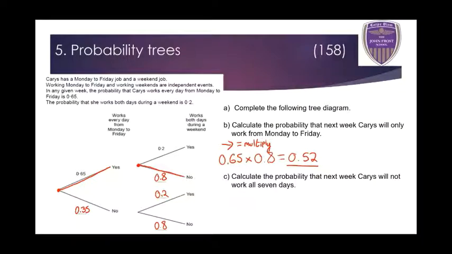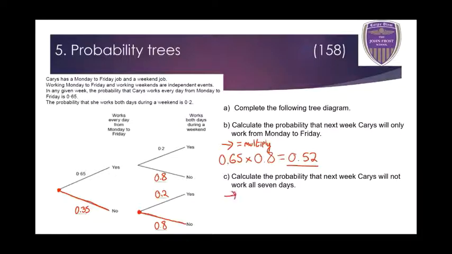And then part C now. Calculate the probability that next week Karis will not work all 7 days. So let's think about this. So we're saying she doesn't work all 7 days. So does she work Monday to Friday? No. Does she work on the weekend? No.